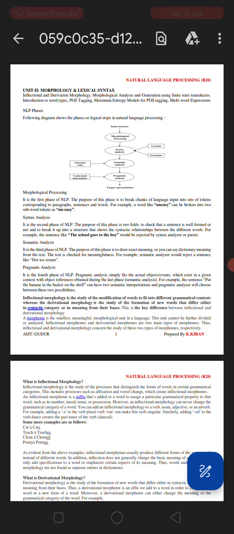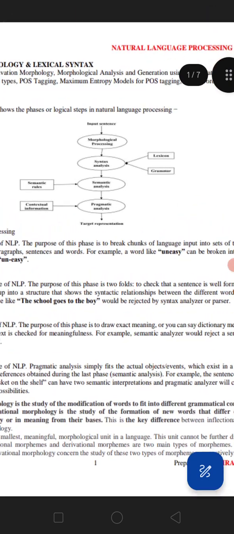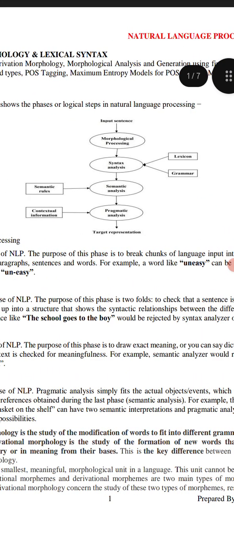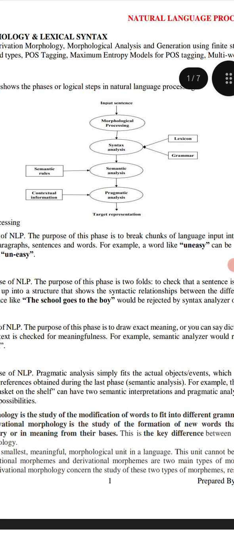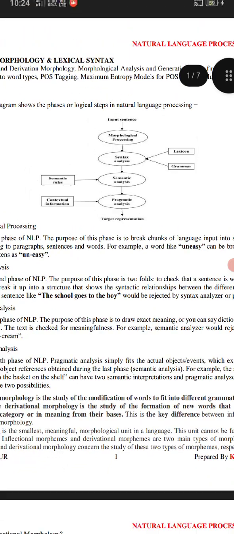The following diagram shows the phases, or logical steps, in natural language processing. See the diagram. There is an input. First, we give input sentences and morphological processing takes place, then syntax analysis, then semantic analysis, and pragmatic analysis. On the other side, semantic rules and contextual information are there, and in syntax analysis, there are lexicon and grammar. At the last, it gives the target representation, the presentation of output.